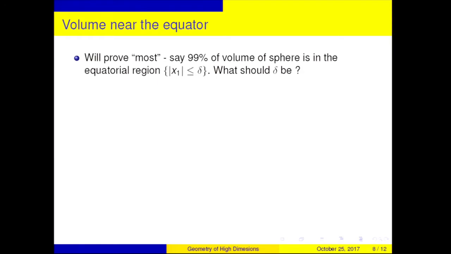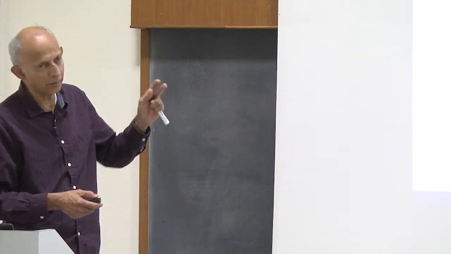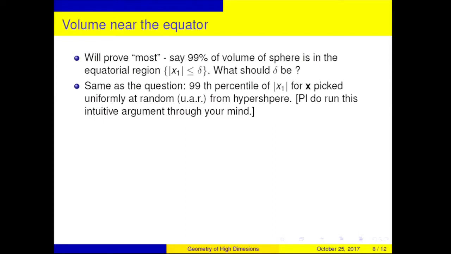So we want to prove that most of the volume, say 99% of the volume of the d-sphere, is in the equatorial region. And the equatorial region is where the absolute value of x1, so above and below the equatorial plane, is less than or equal to delta. So the first intuitive question I'm going to ask is what delta should be, and then we'll try to prove it.